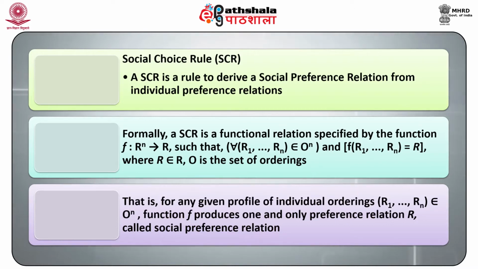Social choice rules, which are also known as SCR. An SCR is a rule to derive a social preference relation from individual preference relations. Formally, an SCR is a functional relation specified by the function f, where O^n approaches R, such that for all R1 and so on till Rn belonging to O^n, the function f(R1, ..., Rn) is equal to R, where R belongs to the set of relations and O is the set of orderings.